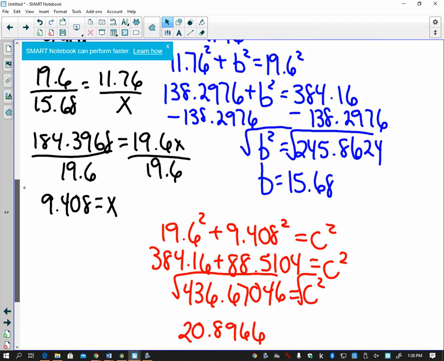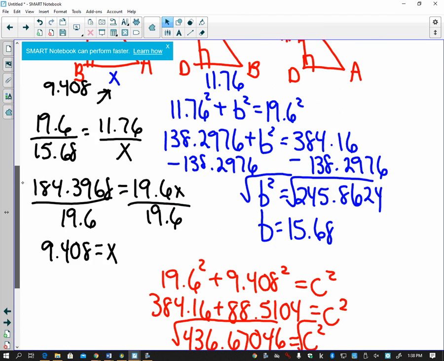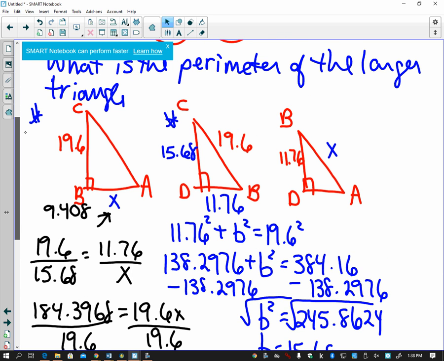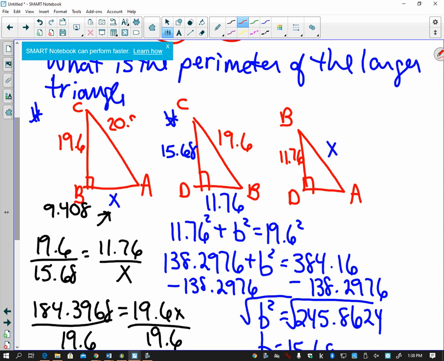You feel like our answer's wrong? 20.8966. So what's our last step? What do we need to do? We already have everything that we need. 19.6 plus 20.90 plus 9.4. Add them up because we're trying to find the perimeter, right?